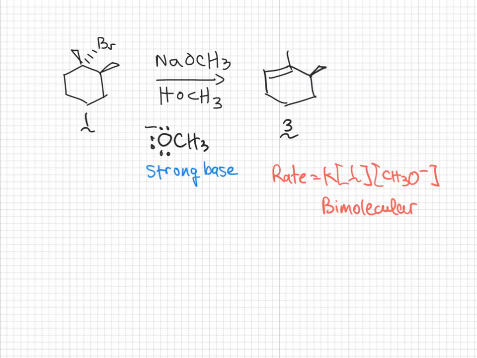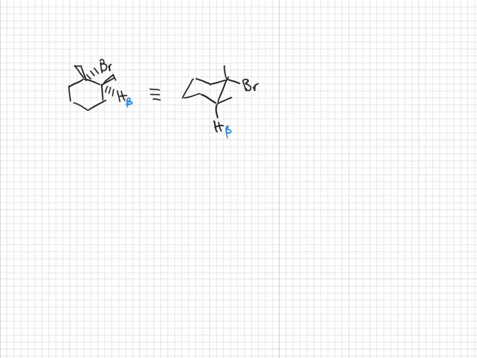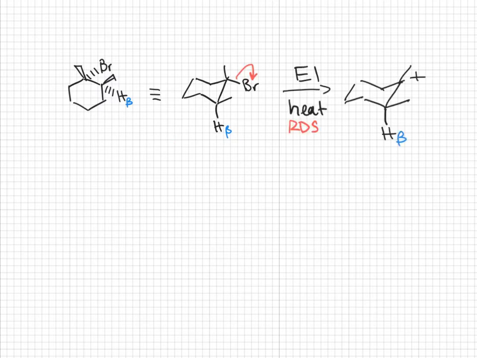Before we consider the mechanism to explain this unexpected product and the bimolecular rate, you should ask yourself, what would you do first to better understand this reaction? If you said, draw the cyclohexane chair conformation, you'd be right. Let's begin by looking more closely at the E1 elimination reaction.